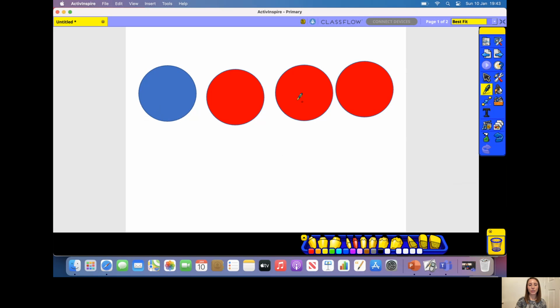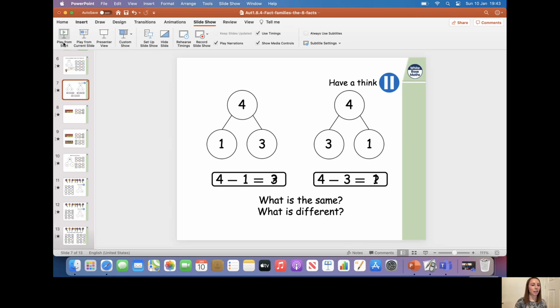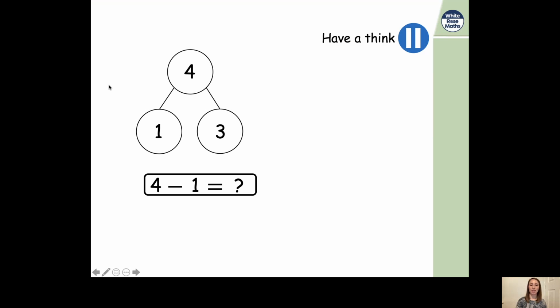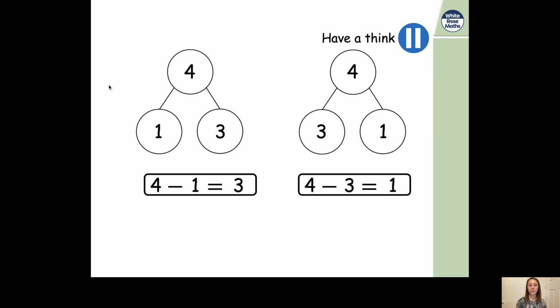Or you could have 4 take away 1, 2, 3. So 4 take away 3 equals, how many is left? Well done, there is 1 left. So I can use my counters to help me with my subtraction sentences.